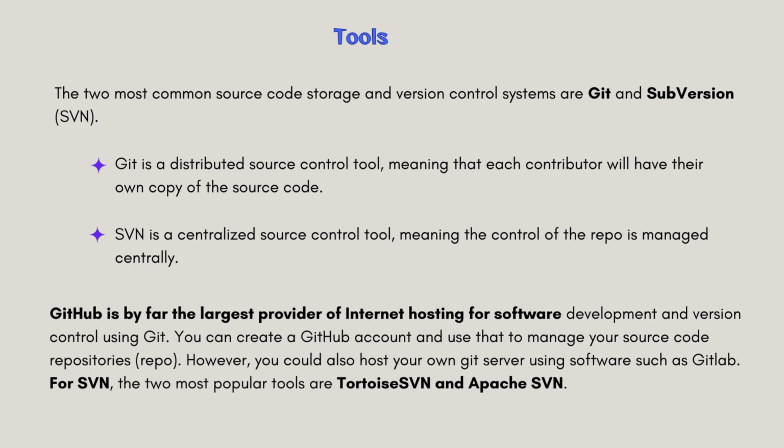GitHub is by far the largest provider of internet hosting for software development and version control using Git. You can create a GitHub account and use that to manage your source code repositories. However, you could also host your own Git server using software such as GitLab. For SVN, the two most popular tools are Tortoise SVN and Apache SVN.